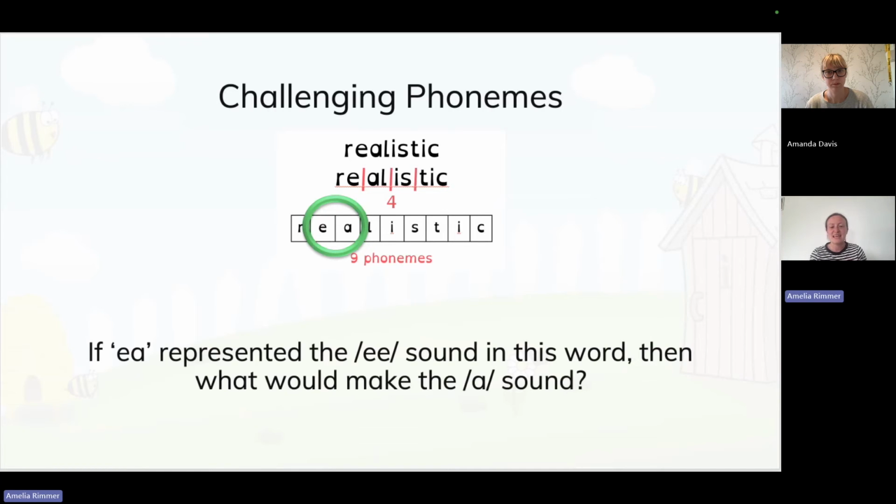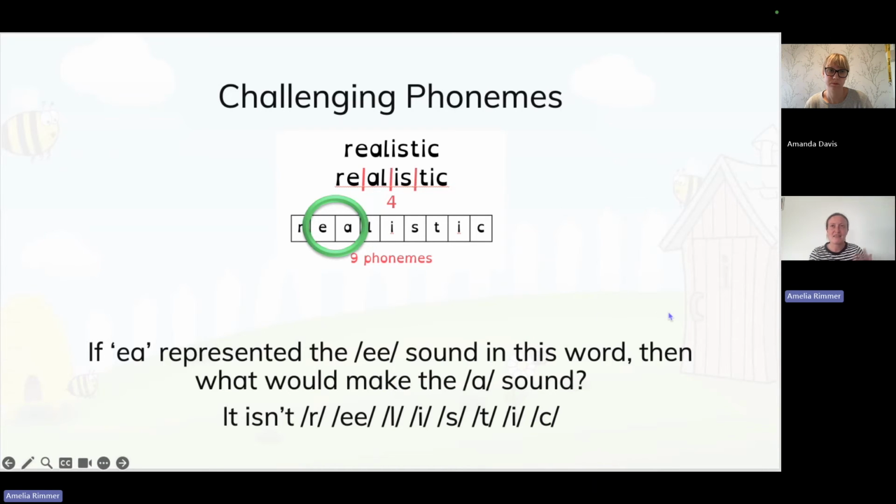And this is because if the EA represented the E sound like we'd normally expect it to do, then what on earth would make the A sound, or the little schwa sound, depending on your pronunciation of that word? So it's not realistic. I need an E sound or an A sound before that, so the E and the A are separate in this word. It's pushing it that little bit further than what we had in Key Stage 1.